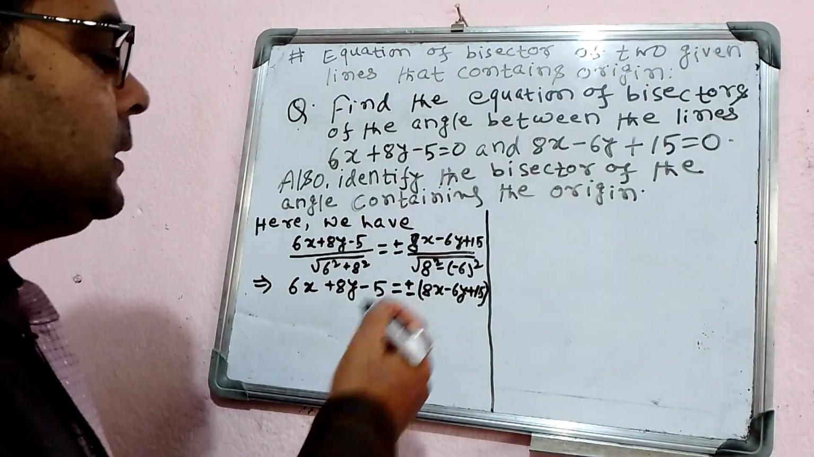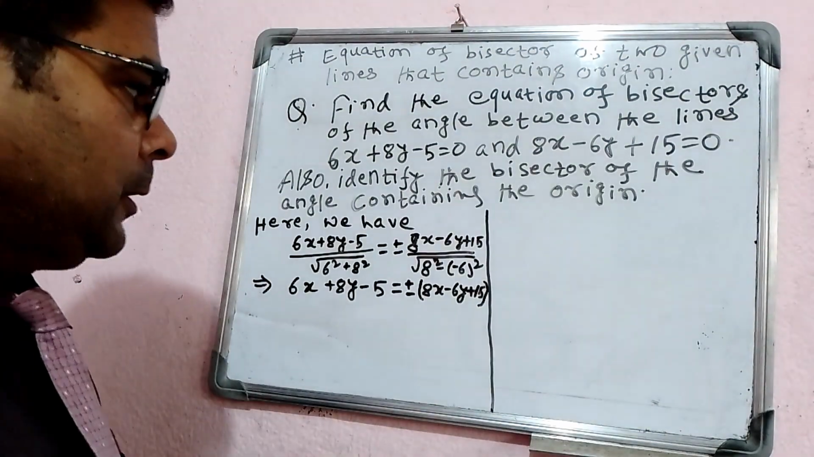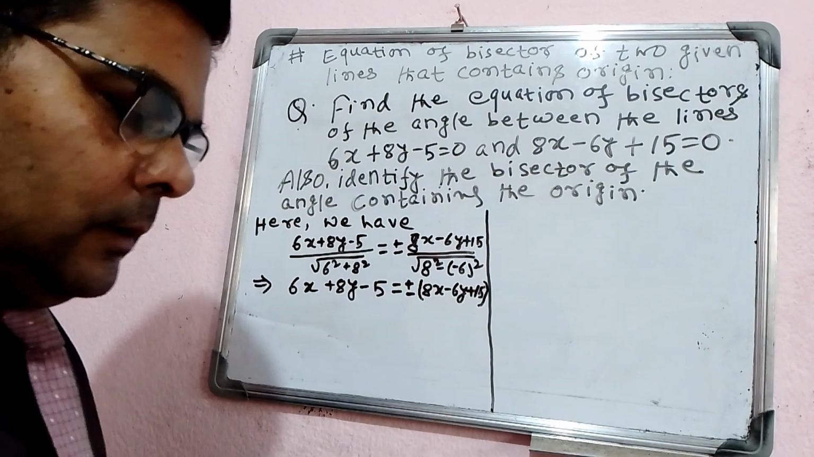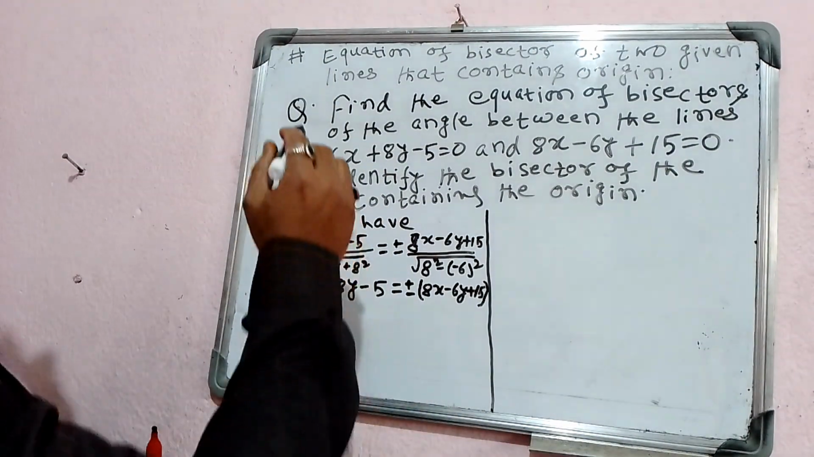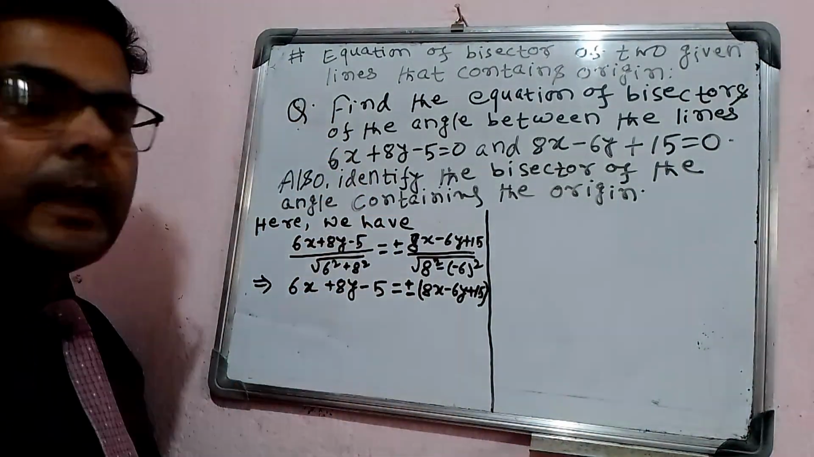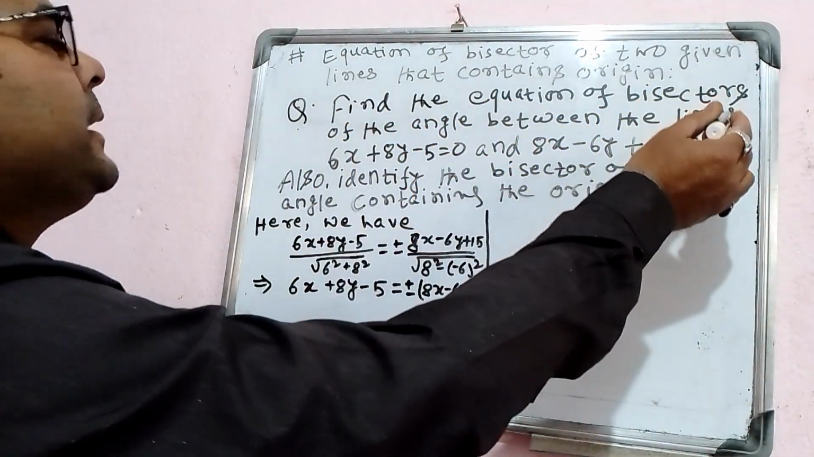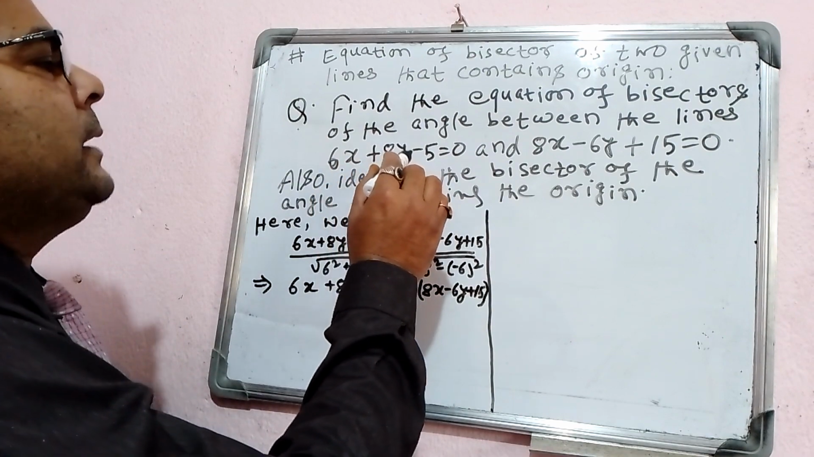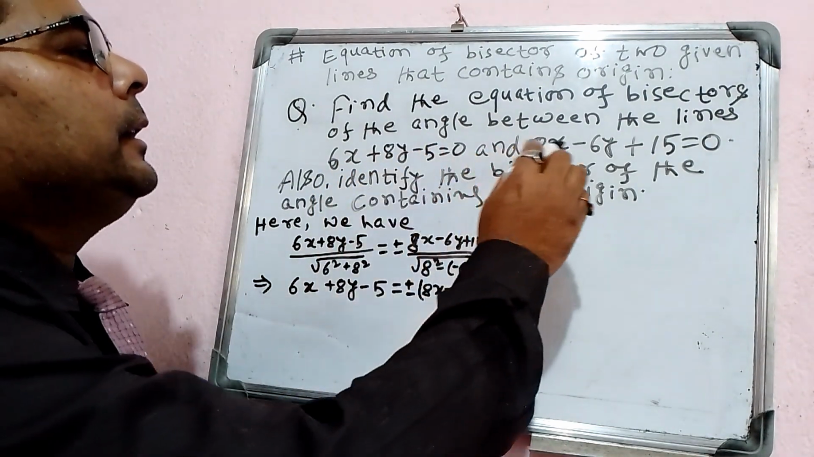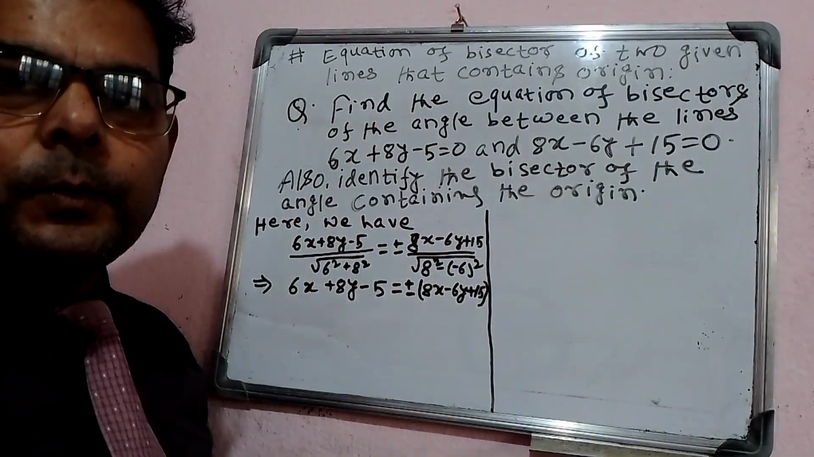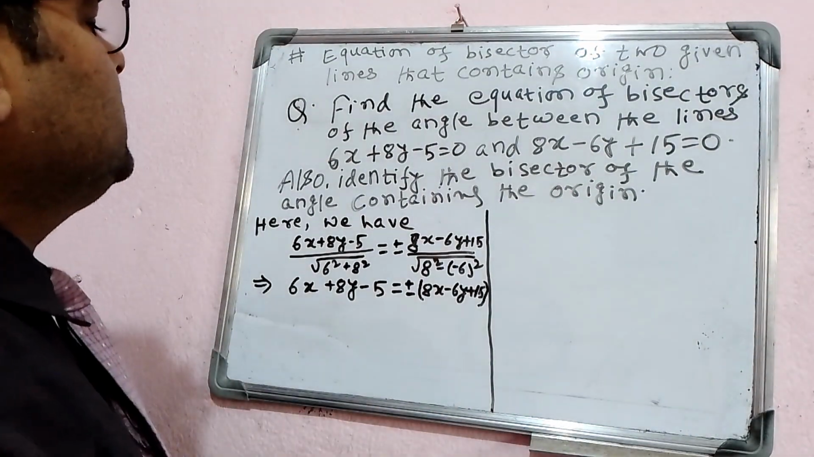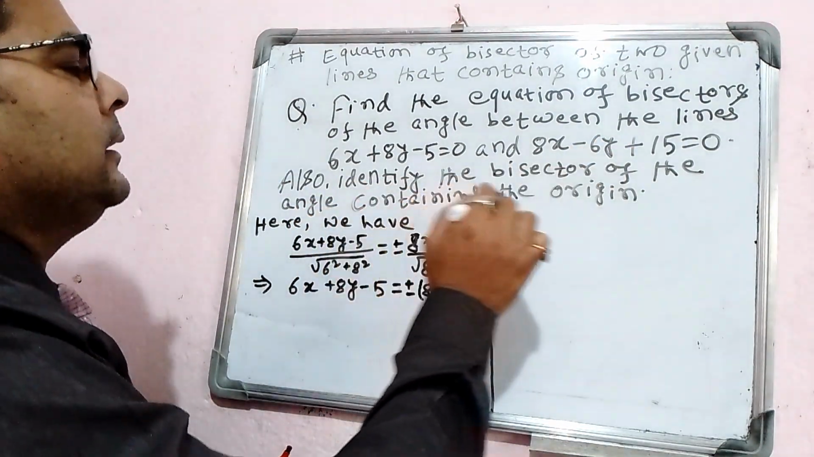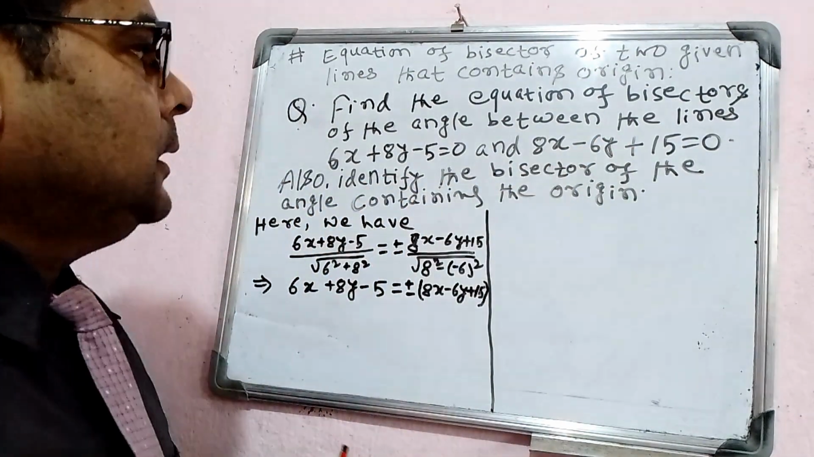Okay, so now let's see this problem. We do this sort of problem in an exam in a shortcut and simple way. So here in this case, you can see the question states: find the equation of bisectors of the angle between the lines 6x plus 8y minus 5 equals to 0 and 8x minus 6y plus 15 equals to 0. So here in this case, you also have to identify the bisector of the angle containing the origin. So you have two things to do.